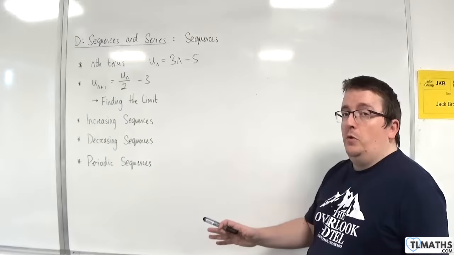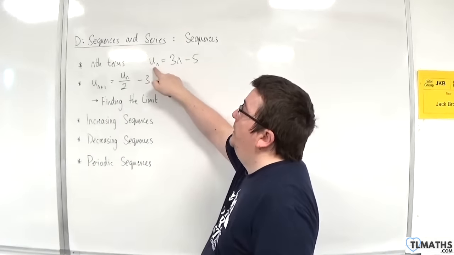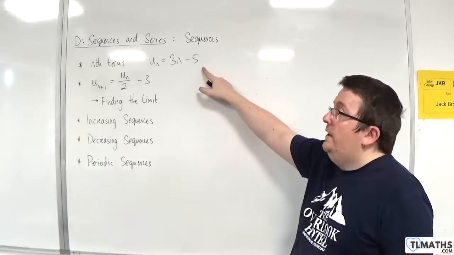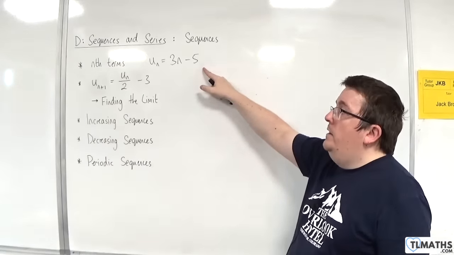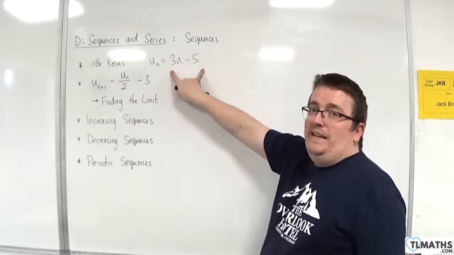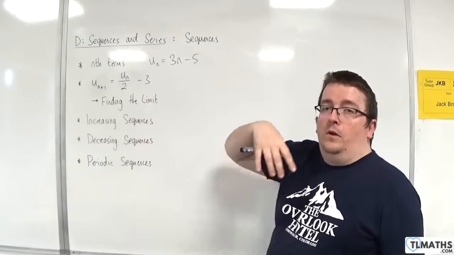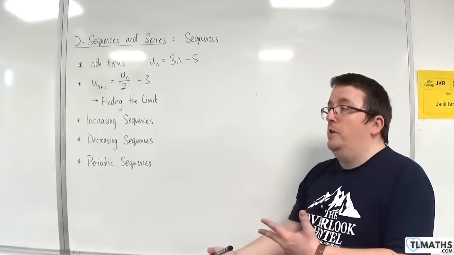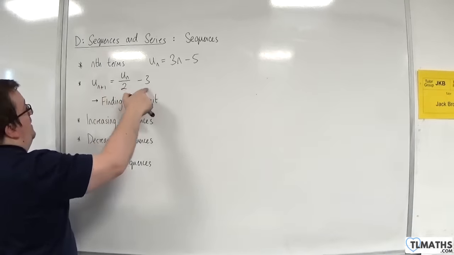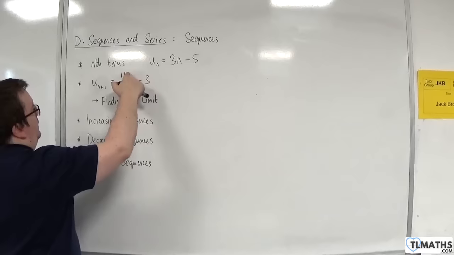Okay. Now with sequences, you should be well versed in utilising the notation u_n. And here u_n equals 3n take away 5 would be the nth term of a sequence. Then we've also got inductive definitions, sometimes referred to as a deductive definition. Here is an inductive definition, so this is how we find the next term in the sequence. We divide the previous term by 2 and then take away 3. So this is referring to the next term in the sequence, that's the previous term.